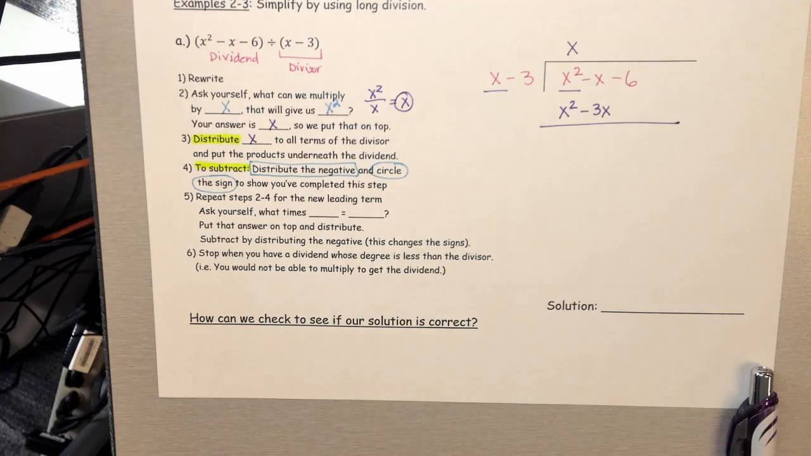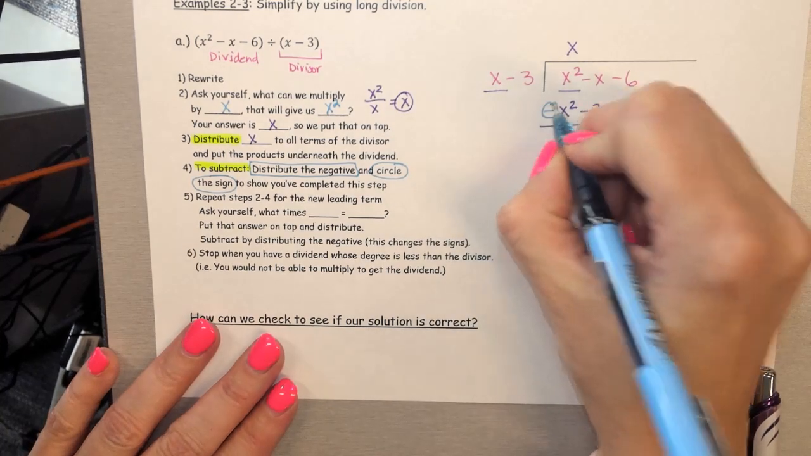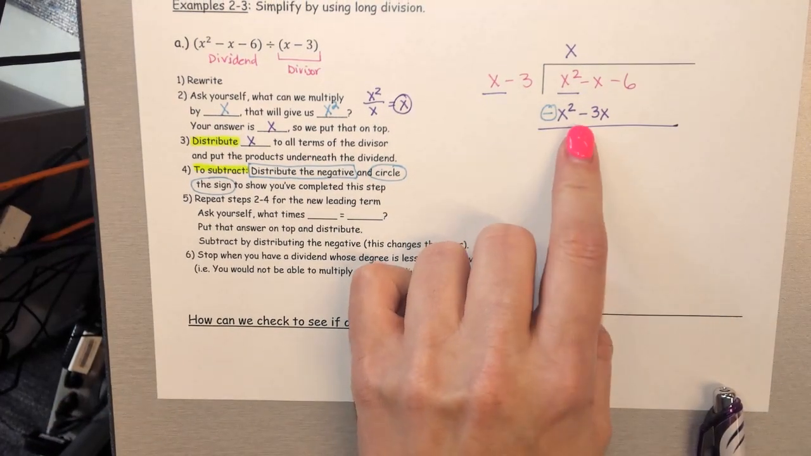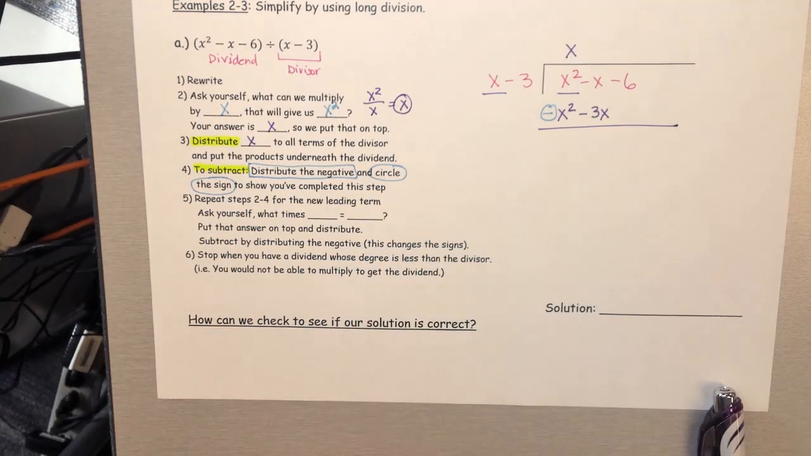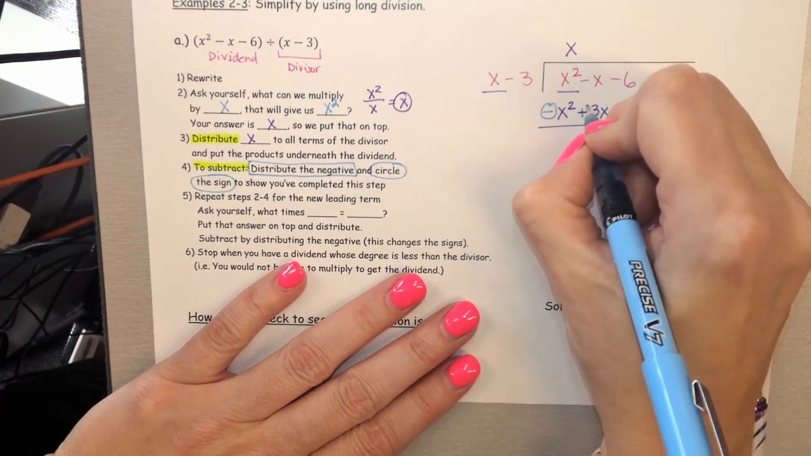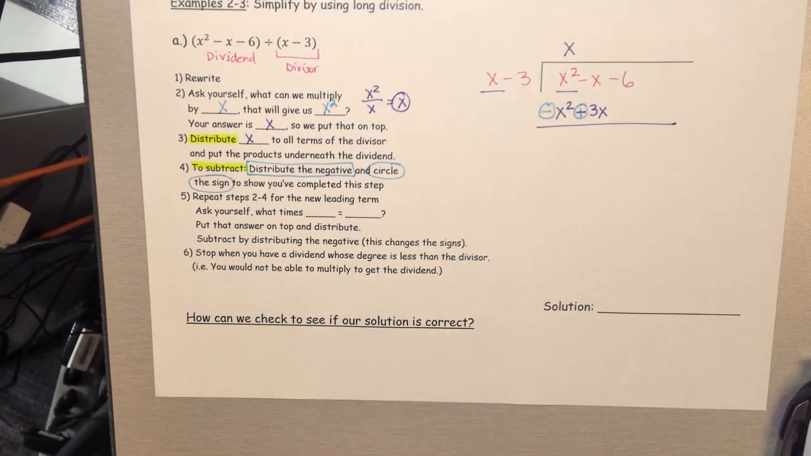So when you distribute your negative, you're going to write minus x squared. And if we distribute a negative to a negative, what happens? It becomes positive. So we're going to change it to a positive, and again, you're circling it to show that step.